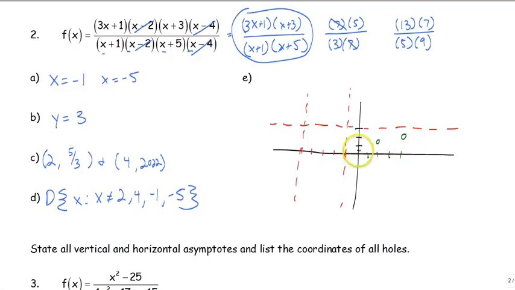Now, when x is 0, you can really quickly just find out what that value is. You get 1 times 3 over 1 times 5. So 3 over 5. So 3/5. So it's about right here. That's going to hit there. What makes the top 0? It's -1/3 and -3. So it's crossing at -3 as well.